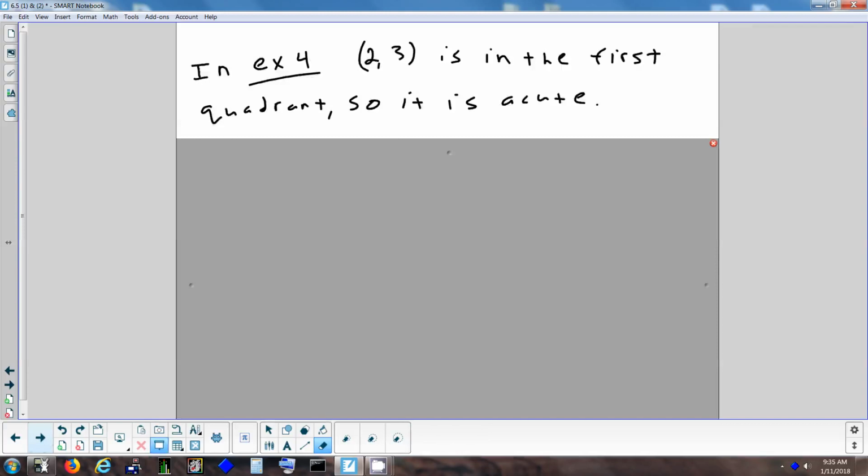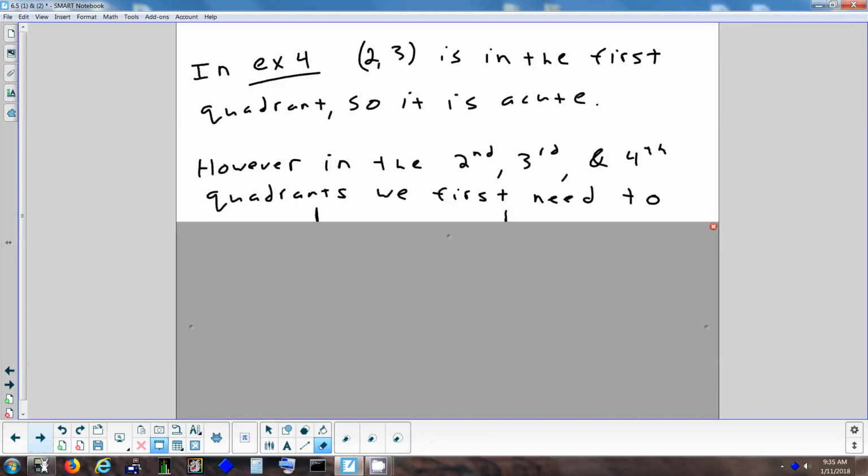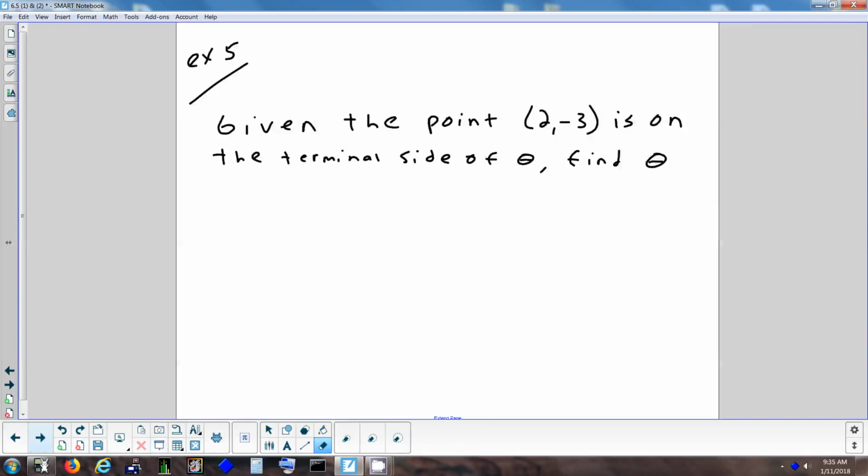So if we're in quadrant 1, everything works fine because we're dealing with acute angles, angles between 0 and 90. The problem can come in if we're in a different quadrant. Before I show you what you need to do, let's just look at this problem. You don't have to copy it down yet. We're going to come back to it, but I'm showing you what happens and why, and then I'm going to show you how to fix it.